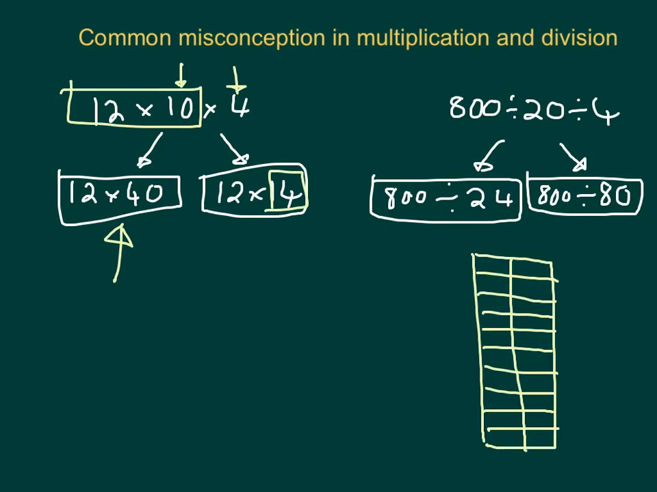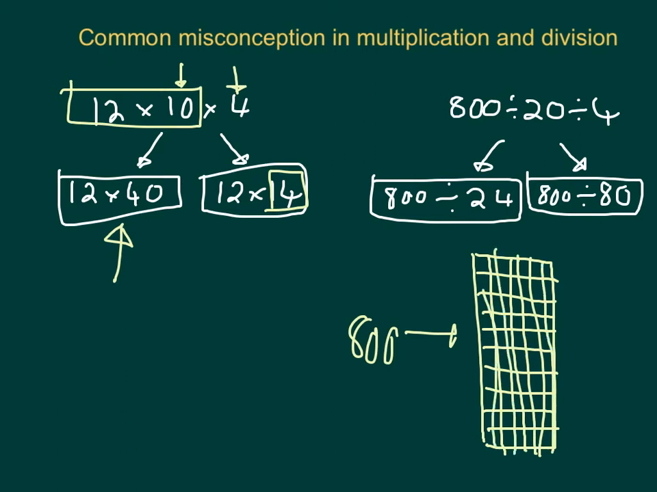Similarly, on the second example, imagine that this whole box is worth 800. If I divide it by 20, I've split it into 20 pieces. And then if I divide it by 4 again, I'm essentially splitting it another 4 times. There, I've divided it by 80 in total, not by 24. Again, you can't just add those two numbers up to think that that's the number that it's dividing by.